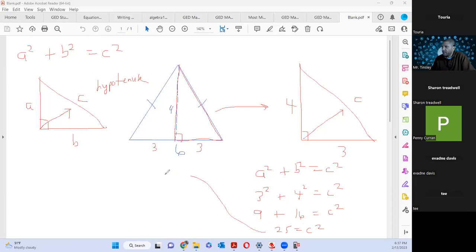Okay, now I'm going to move this over here. I apologize, I ran out of room. So 25 is equal to C squared. Now, how can I get C? Remember, the whole purpose of algebra is to get the variable by itself. But C squared doesn't say C equals. How can I get C all by itself? What do I need to do?